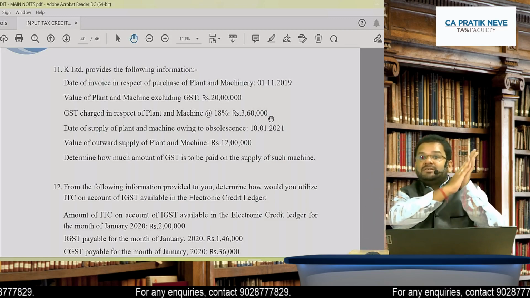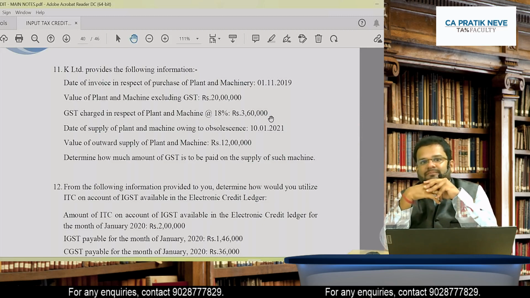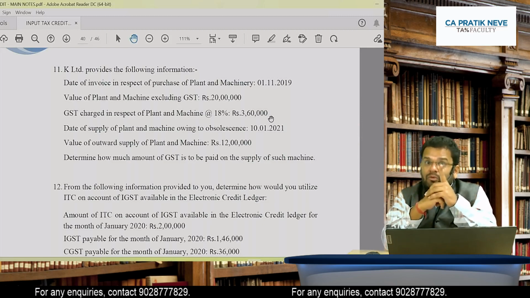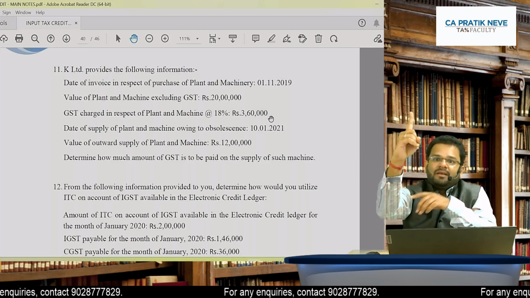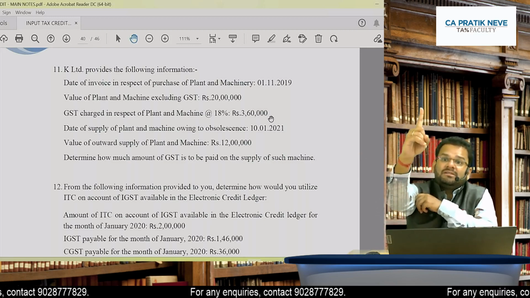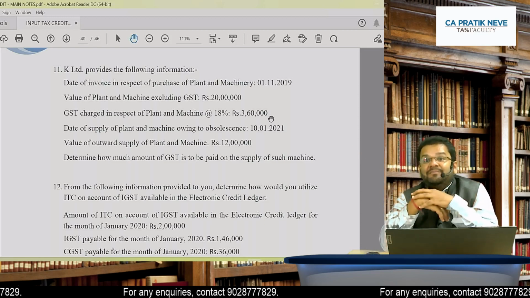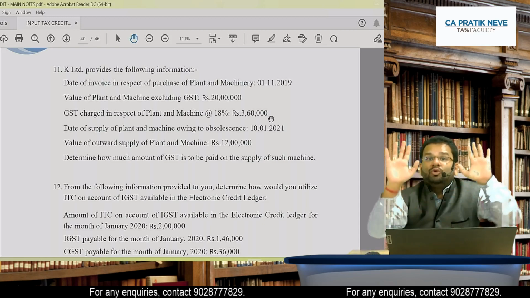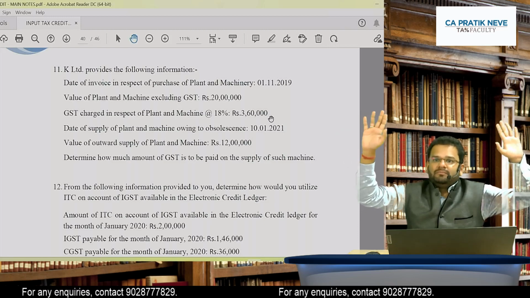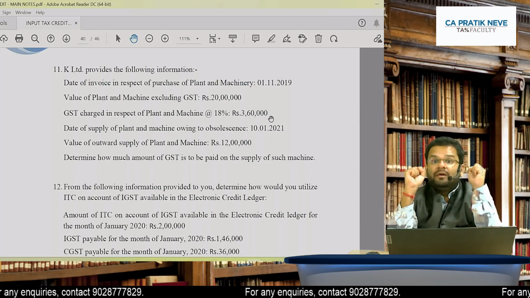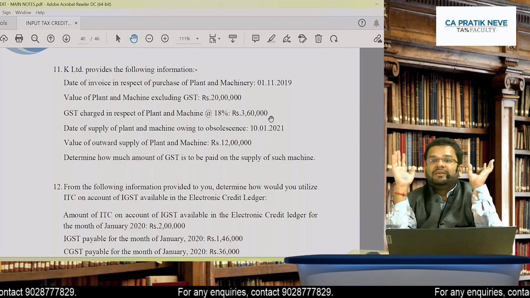I will make a simple challan and send the goods to her. Now I should get the goods back from her within 1 year. How much is the time span? 1 year from the date of being sent. If I get it back in 1 year, no effect, no problem. If I don't get it back in 1 year, then the problem starts.